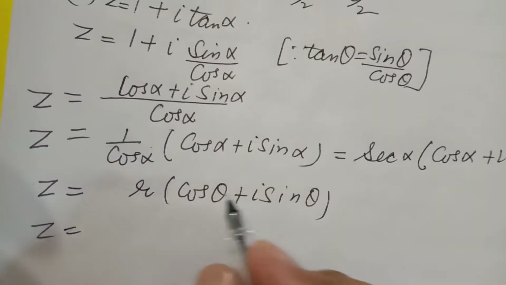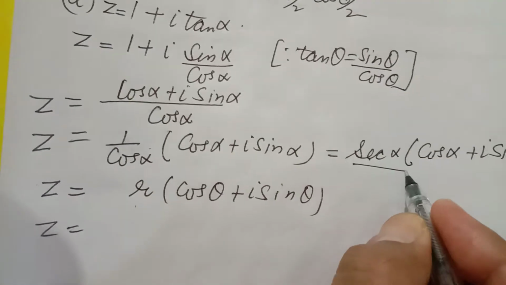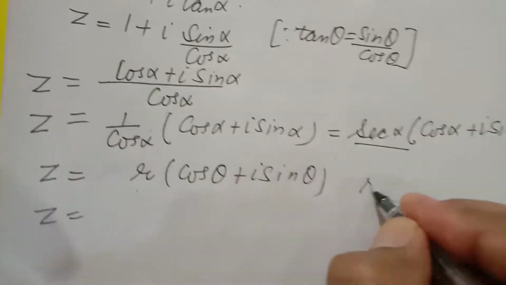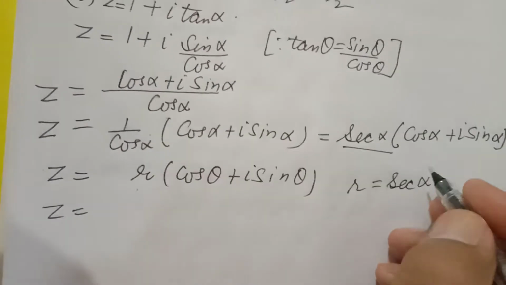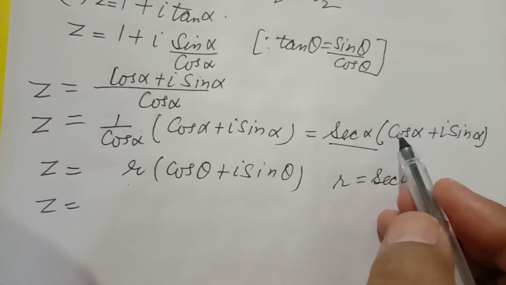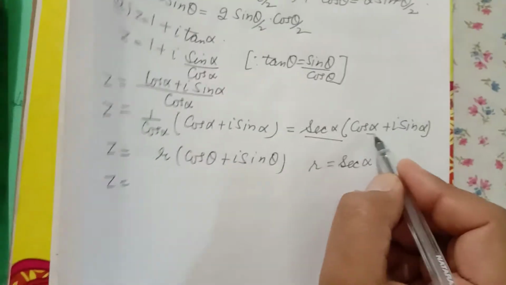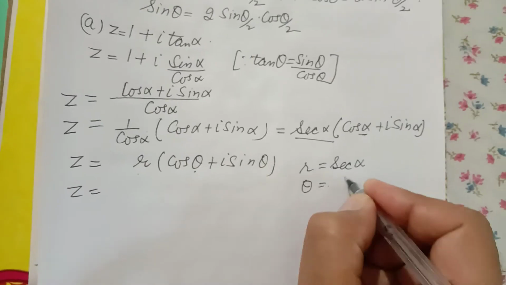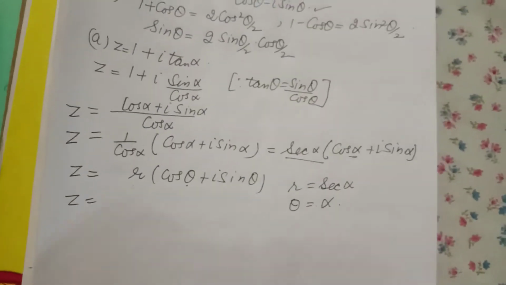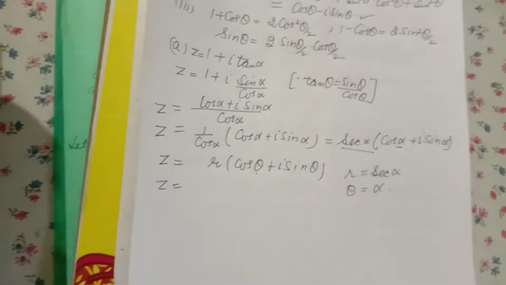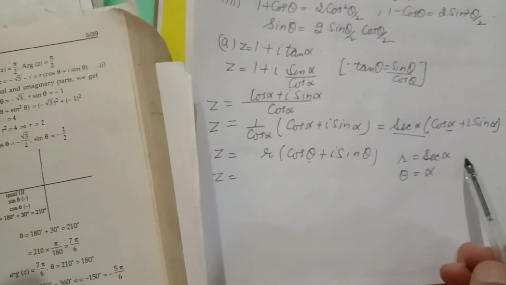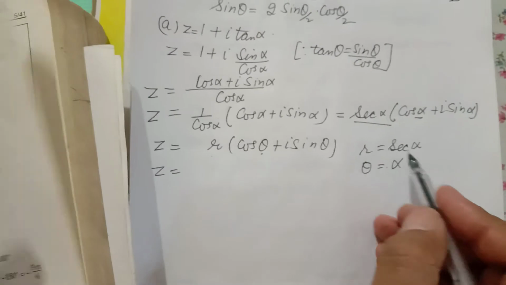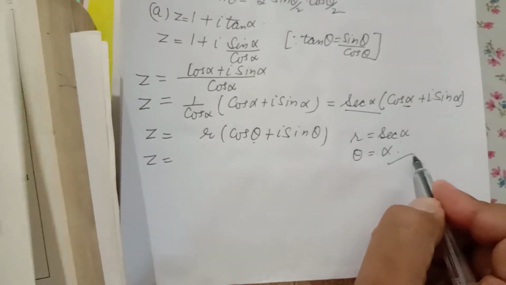So by comparing with this, what's the r value? The r value here is secant alpha. So r becomes secant alpha. And what's the argument value? The argument value here is alpha. If we are calculating here, the argument value theta compared with this alpha, so theta becomes equal to alpha. So this is our argument value. Both things we have calculated, the modulus value as well as the argument value. Modulus is secant alpha and argument is alpha.